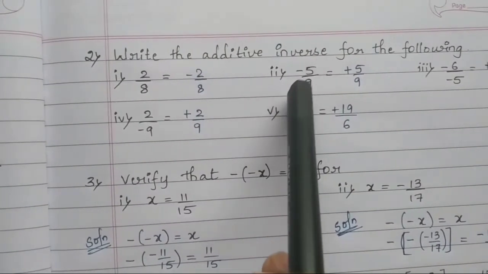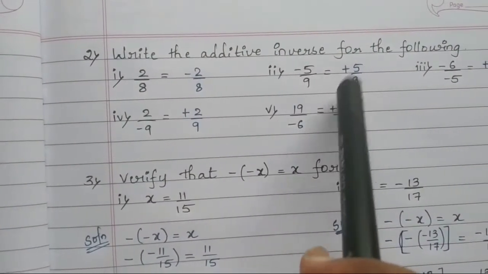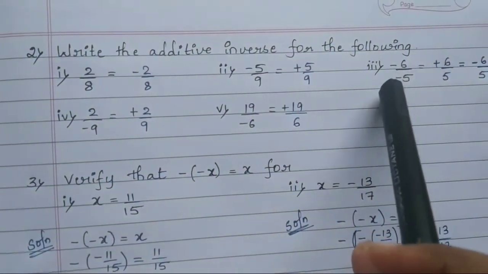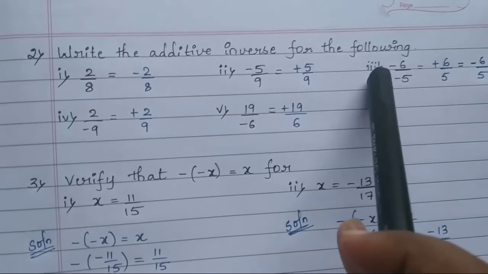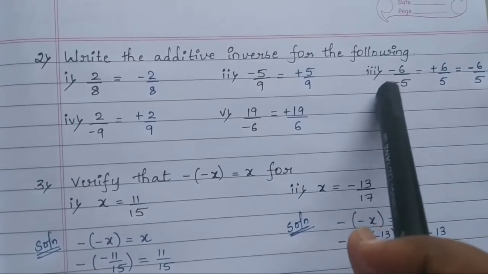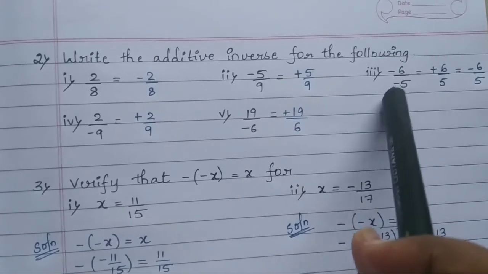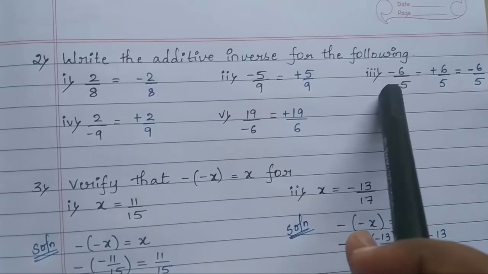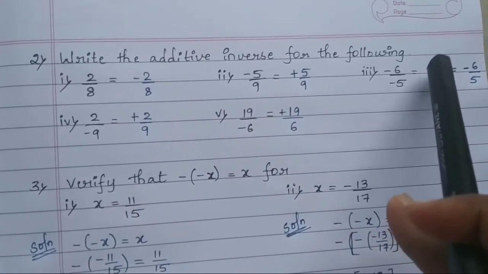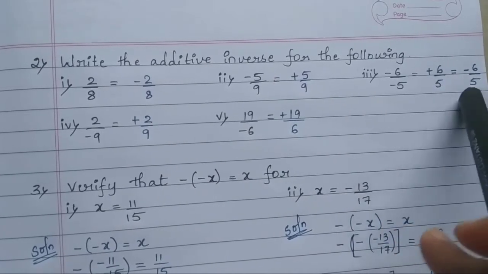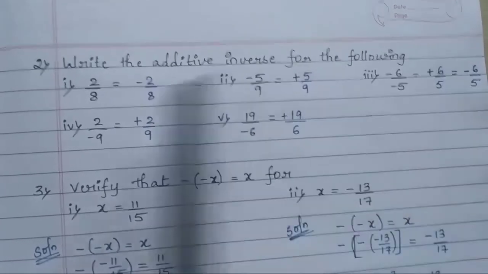Second one is minus 5 by 9, which can be written as plus 5 by 9. Third one is minus 6 by minus 5. As you can see here, there are two minus signs. Both the minus signs will cancel each other as one is divided by the other. So if both minus signs are cancelled, it will become plus, that is plus 6 by 5. So the additive inverse for plus 6 by 5 is minus 6 by 5.